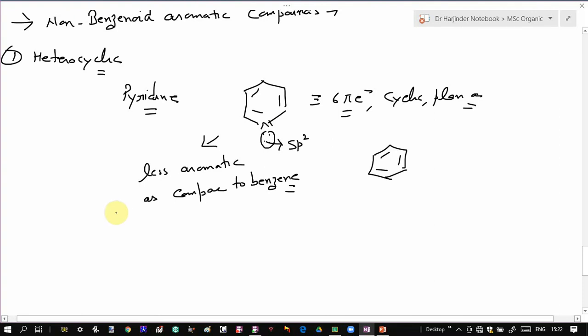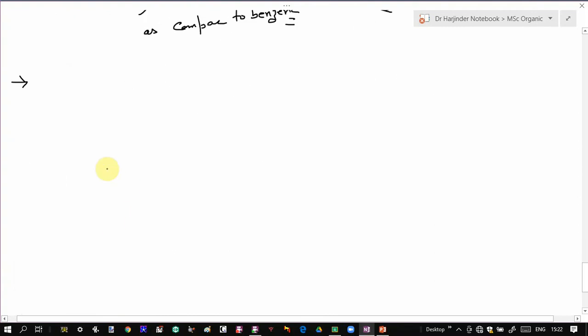And there are many other examples of these heterocyclic aromatic compounds. If you take 5-membered heterocyclic aromatic compounds such as pyrrole, furan, or thiophene, they are also aromatic compounds. For example, pyrrole, furan, and thiophene.